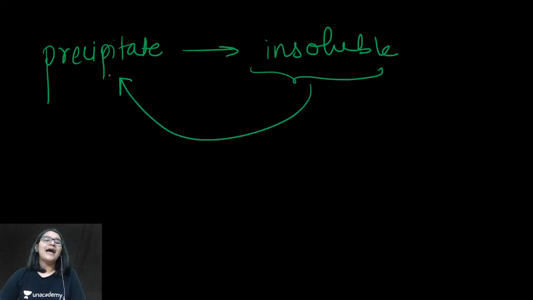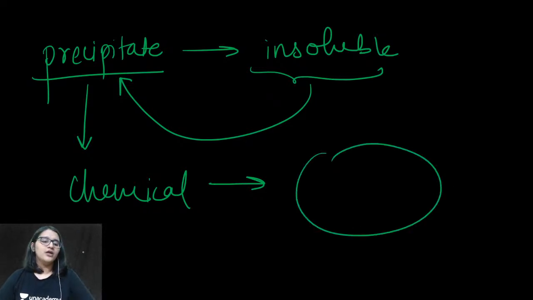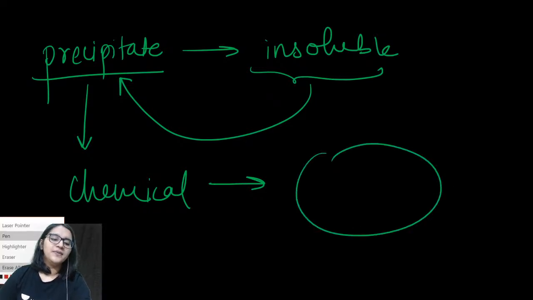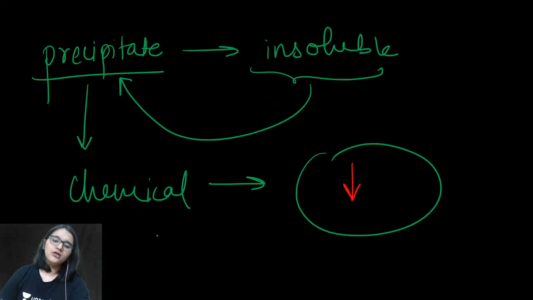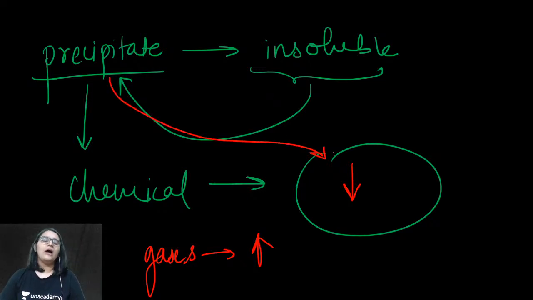Okay. Now, as a precipitate is settling down in a chemical reaction, whenever you get a precipitate, you signify the precipitate with a downward arrow. Understood? Like how we have gases and we signify them with an upward arrow, a precipitate is signified with a downward arrow. Clear?